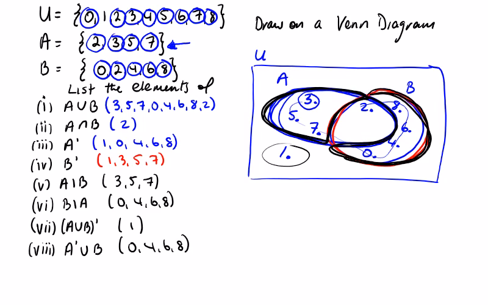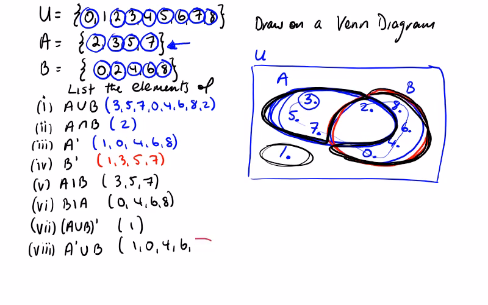My apologies, I was doing the intersection. A complement intersection B would be this answer, but A complement union B is everything outside of A union with B. So everything outside of A union with B would include the 1 here. So I'm going to have 1, 0, 4, 6, and 8.